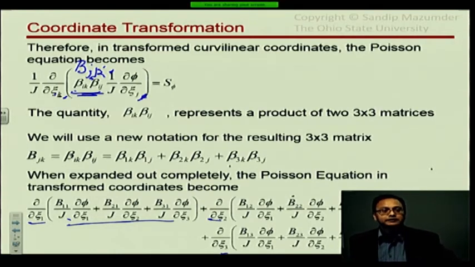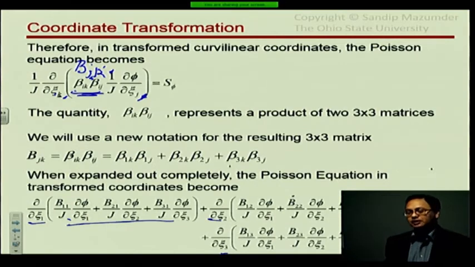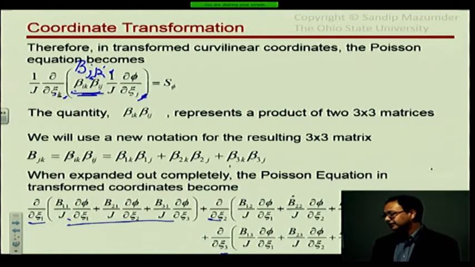Your normal Poisson equation in Cartesian coordinates had 3 terms, the 3 second derivatives. Now after you transform it, you end up getting 9 terms, because each term now depends on 3 derivatives in curvilinear coordinates. Any questions? This is what it looks like after you expand it out and write it in curvilinear coordinates. We'll do an example so things become more clear in a little bit, but that's the general equation in curvilinear coordinates.